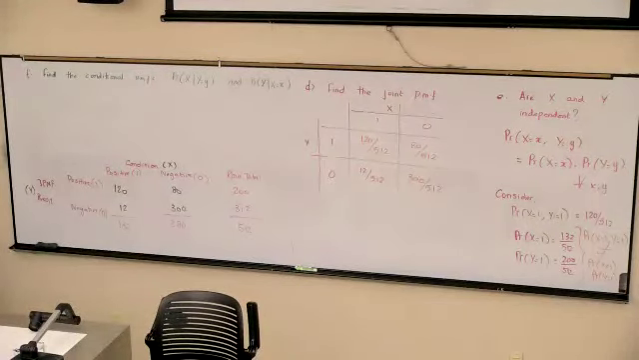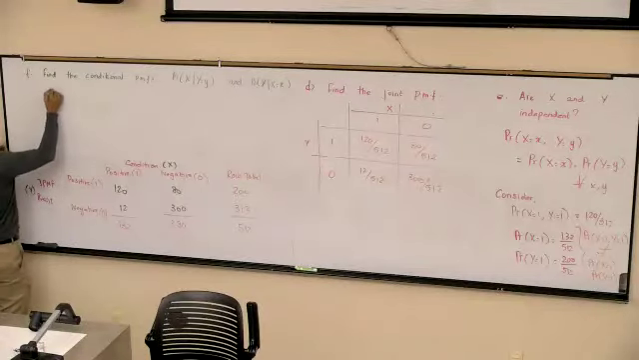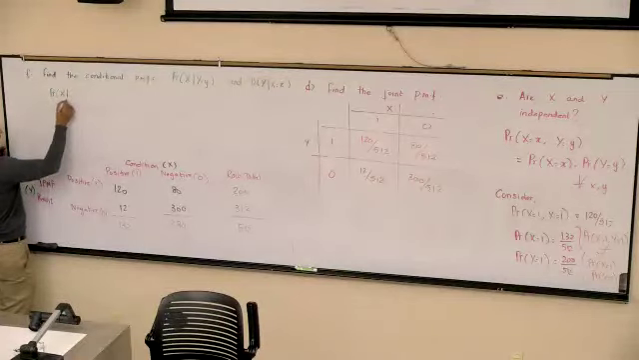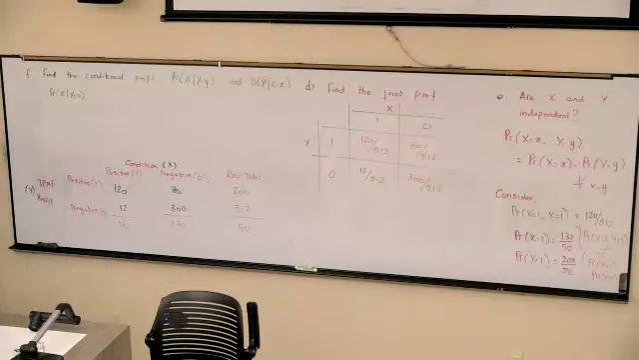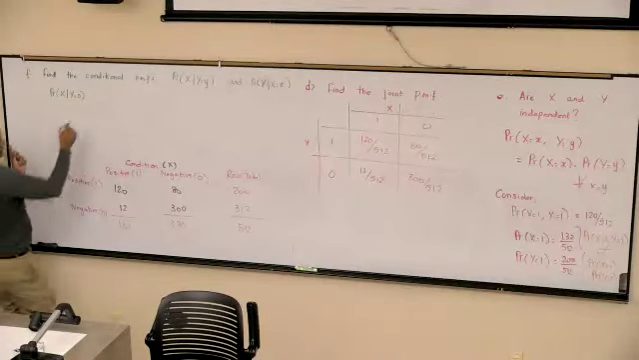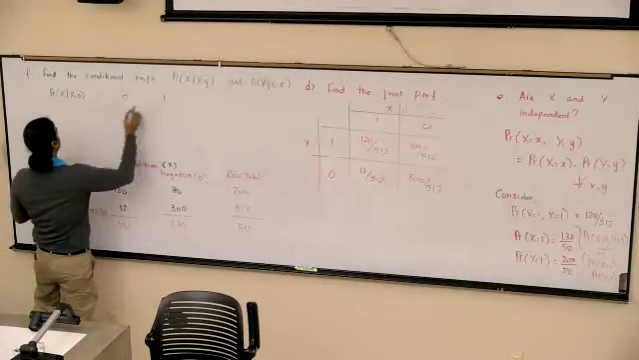Before we start, how many conditional PMFs would we end up having? 4. Why 4? Because there are 2 of each. In other words, I can find the conditional PMF of x given y equals 0, and x is going to take 2 different values, 0 and 1.